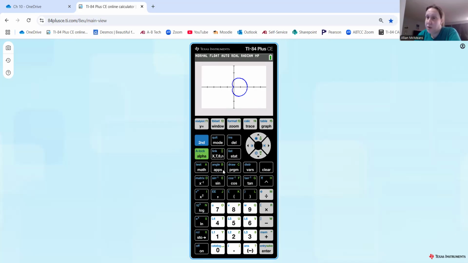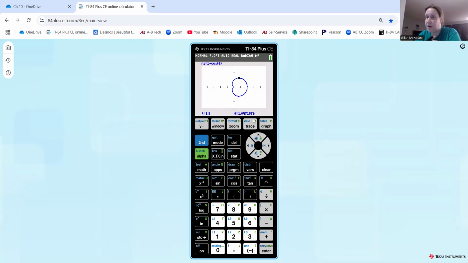Okay. Now, one other thing I want to show you. You can go to second trace and then choose option one. When you do this, it'll let you type in a value for theta. So you could say, what do I get if I look at theta equals pi over 3? So we could type in pi over 3, and it's going to give you the R and theta value if you do another setting on your calculator.